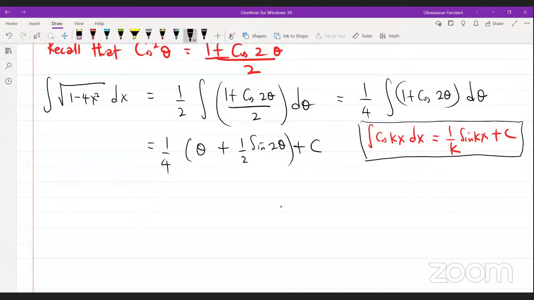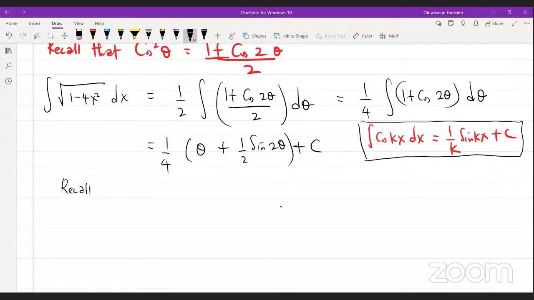But are we done here, guys? Not quite. The left-hand side is in terms of x. The right-hand side is in terms of theta. Something doesn't seem right, okay? So then we have to be able to convert. We are going to switch back from theta to x. So now how do we do that, guys?